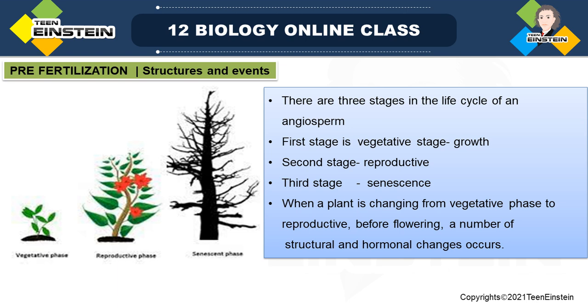So there are 3 stages in the life cycle of an angiosperm. First stage is the vegetative stage. In vegetative stage, only growth is taking place. That is a growing period of a plant. And next stage is the reproductive stage. Here you can see the vegetative stage, that is the growing stage of a plant. And the second stage is the reproductive stage. Reproductive stage means a plant is getting ready for reproduction. And the third stage is the senescence stage. Senescence stage means the plant is becoming old and it is near to the final stage, or it is near to death.